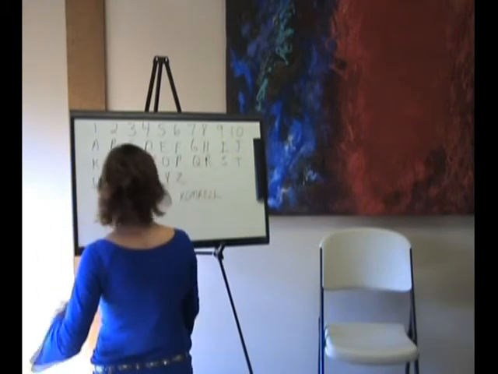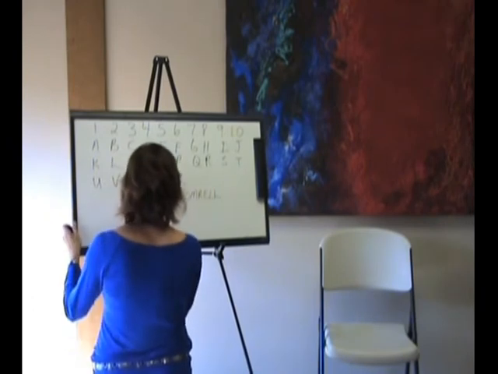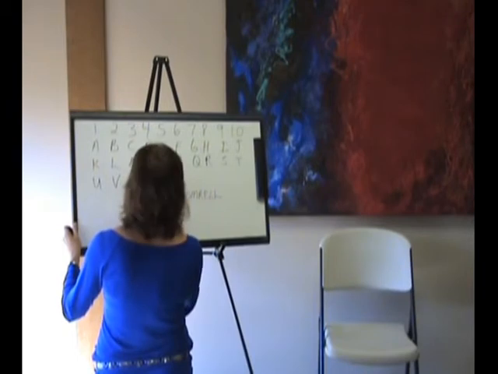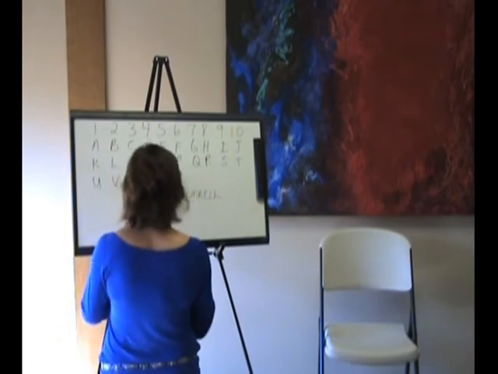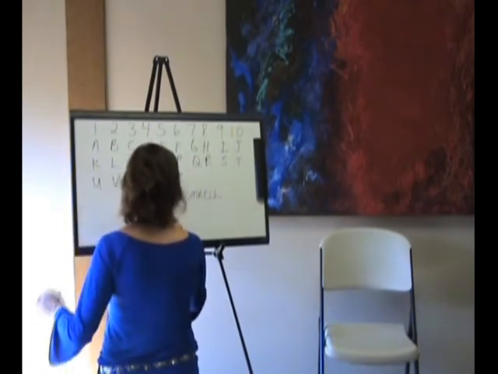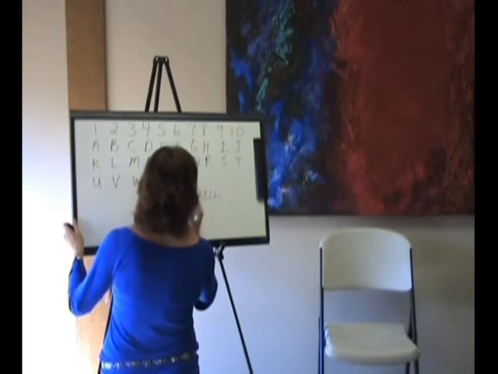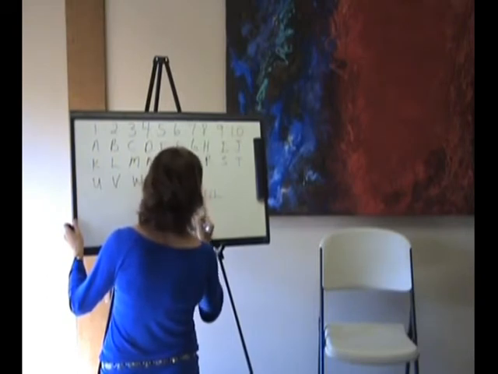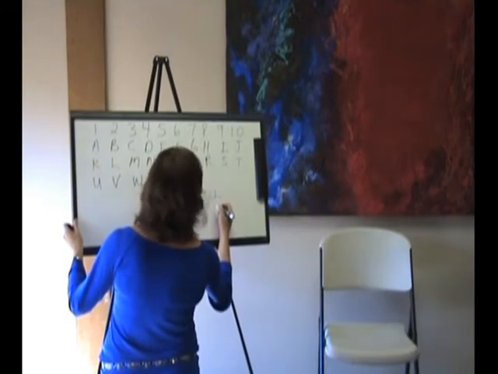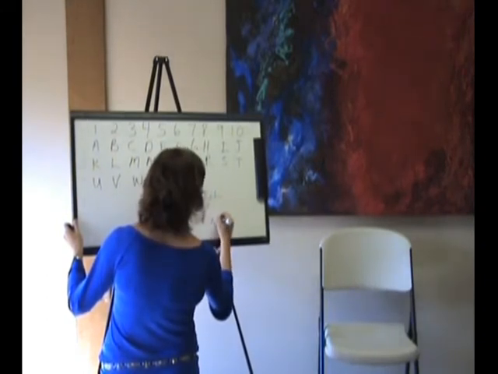Okay, so the H is an 8. Oops, sorry, I'm doing this wrong. I'm doing vowels first. So the 8 will go down here. The E is a 5. The I is a 9. The D is a 4. The I is a 9. Oops, did it again. Okay, and then this is an 8. O is a 5. And M is a 3. And R is an 8. E is a 5. And the 2 L's is a 2 and a 2.